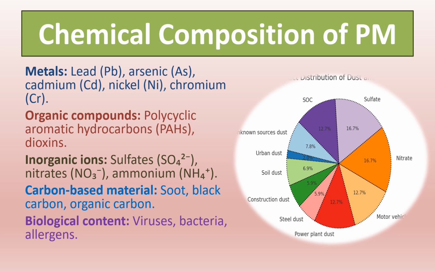A significant portion of PM is carbon-based material, including soot, black carbon, and organic carbon, which come from sources like vehicle emissions and industrial activities. Biological content in PM includes viruses, bacteria, and allergens like pollen, which can impact human health, particularly for those with respiratory conditions. As shown in the chart, different sources contribute to the makeup of particulate matter.